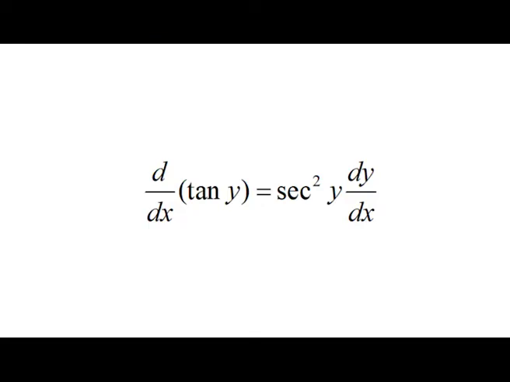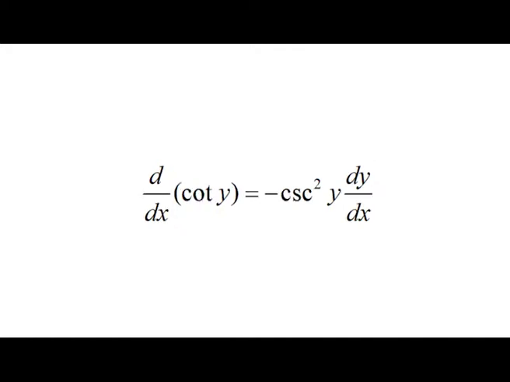An application of chain rule gives d by dx of tan y equals sec square y into dy by dx, and d by dx of cot y equals minus cosec square y into dy by dx.